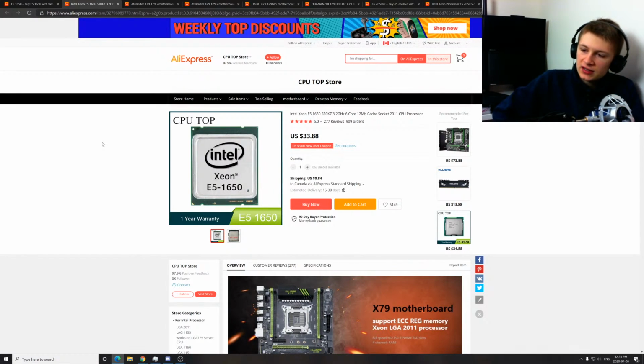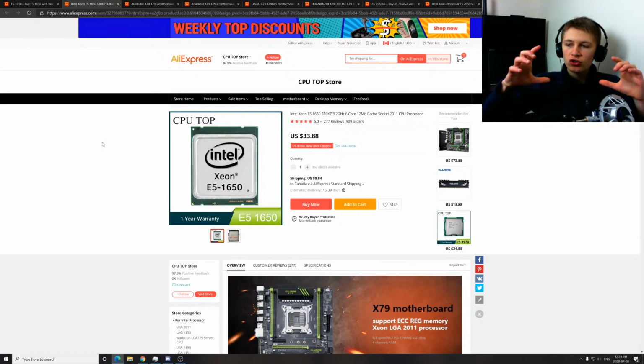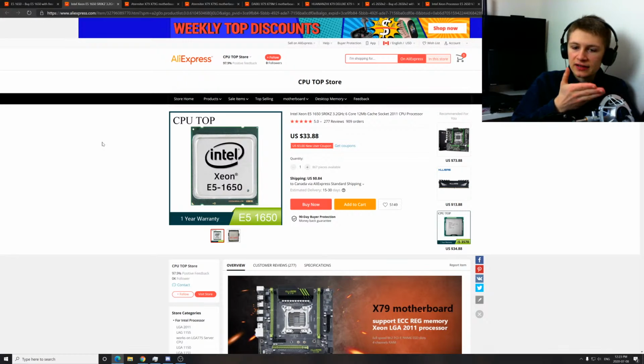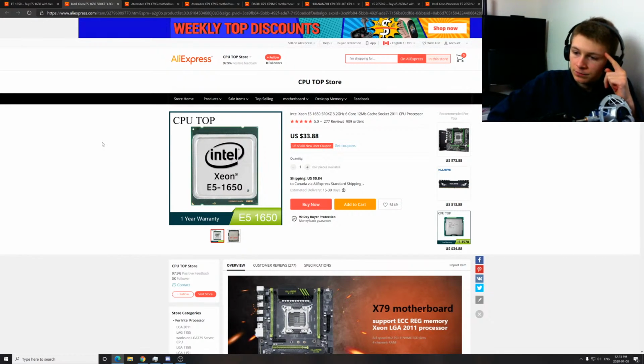The E5-1620 will run well in games like Fortnite and stuff for basic higher frame rate. But if you want to play Call of Duty Warzone, which needs that multi-core performance, then go with the E5-1650, as that'll be the better option there.